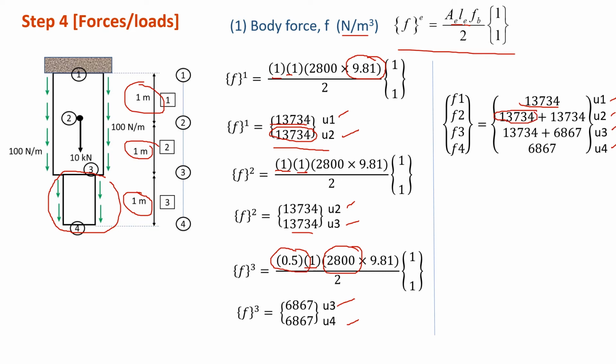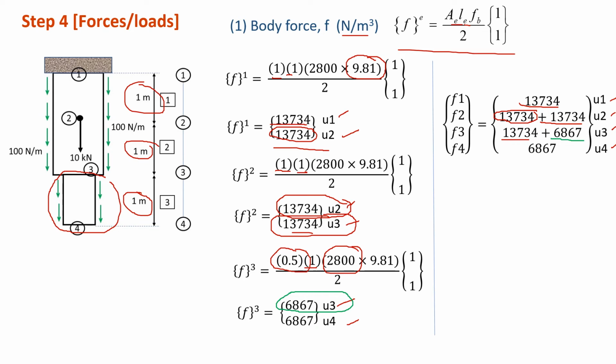And then in element 2, again, we have U2 here. So that's why we plus here, U2. And then for U3, coming from element 2, we have U3. Okay, U3, so we have it here. And in element 3, we also have U3. So that's why we add here U3, coming from element 3.